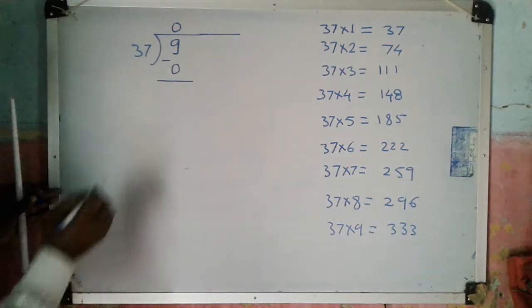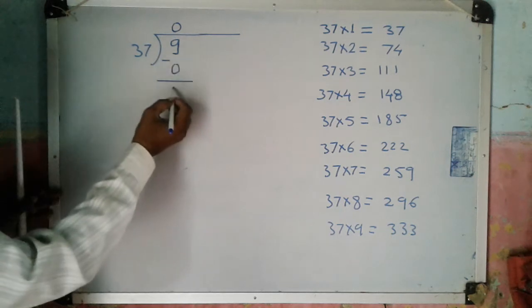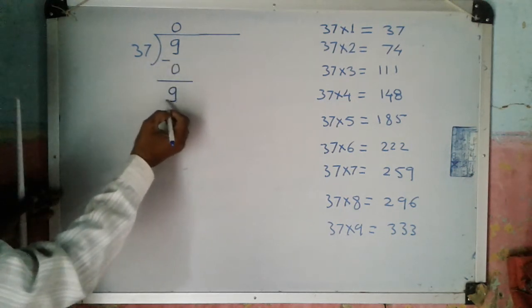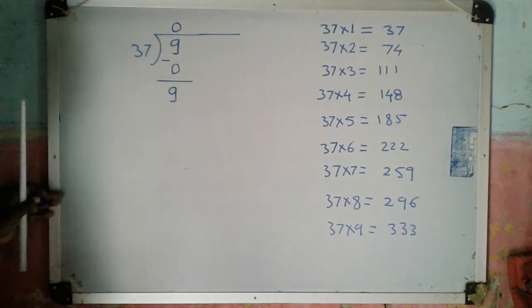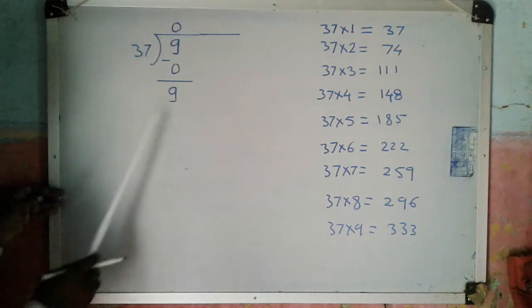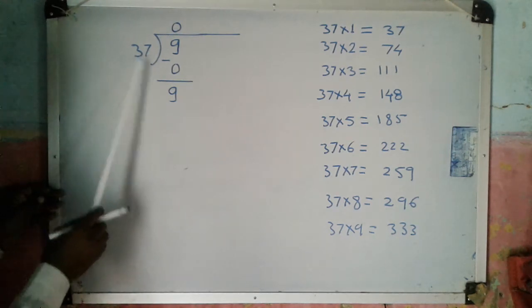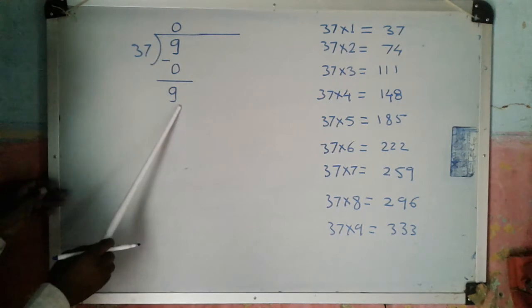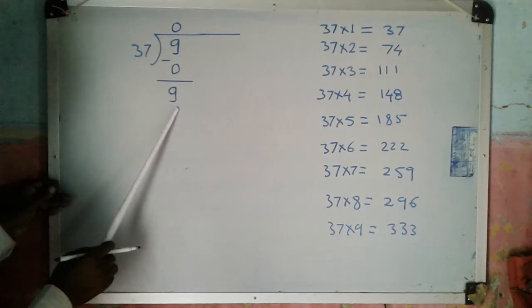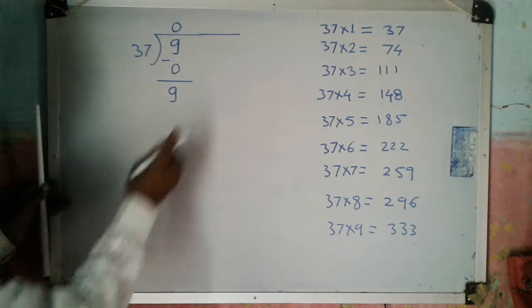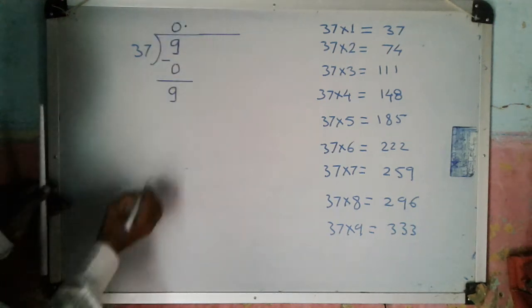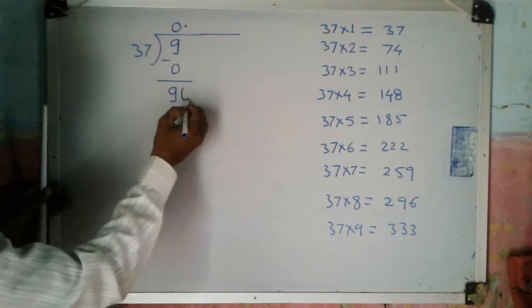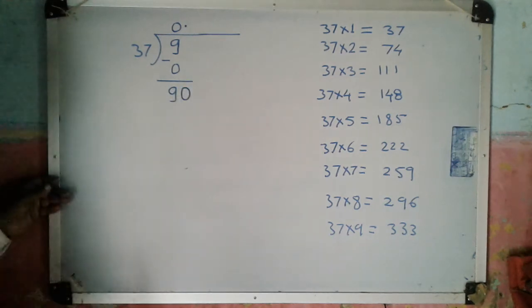9 minus 0 we get 9. Now here the remainder is 9. The remainder is less than the divisor, so we cannot divide 9 by 37. Therefore put a decimal point here. Take 0 here.